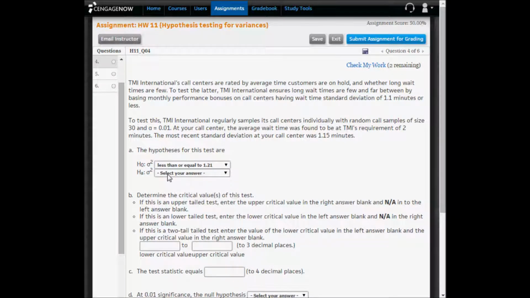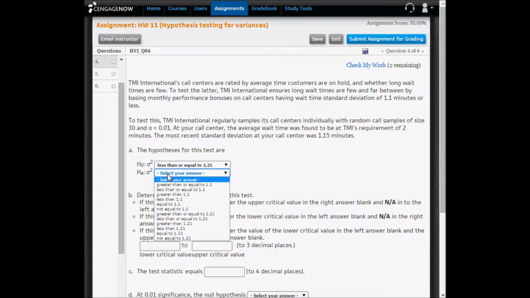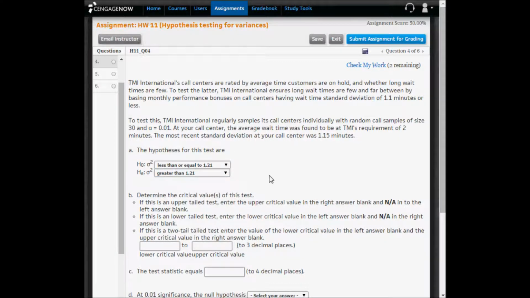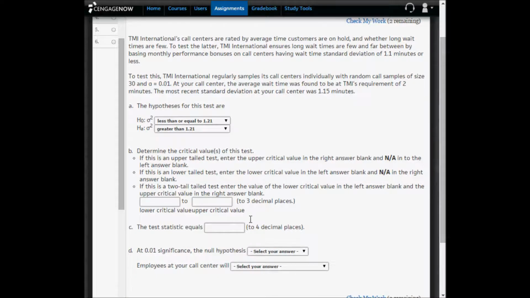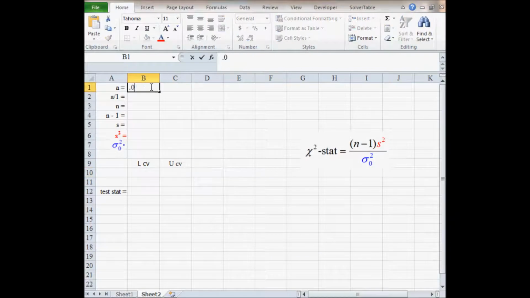The alternative hypothesis is the opposite. So we're going to look for greater than 1.21. So this is an upper tailed test. Because it's an upper tailed test, we're going to put in A, the lower box. And we need to put the upper critical value of the test in this box. The significance level is 0.01. And the sample size is 30. Again, it's a one-tailed test, so we divide the alpha by 1.